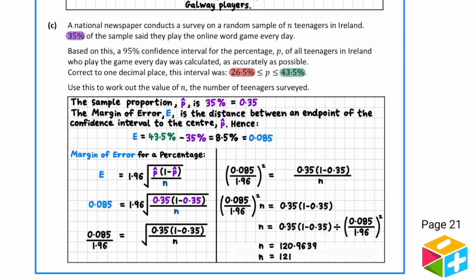The key to solving this question is the following result. For a 95% confidence interval, the margin of error for a percentage is given by E is equal to 1.96 times the square root of P hat times 1 minus P hat all over N. Here, E represents the margin of error, P hat represents the sample proportion, and N represents the sample size. If we can figure out what E and P hat are, then we can do some algebra and solve for N.